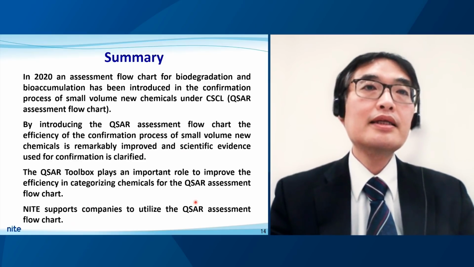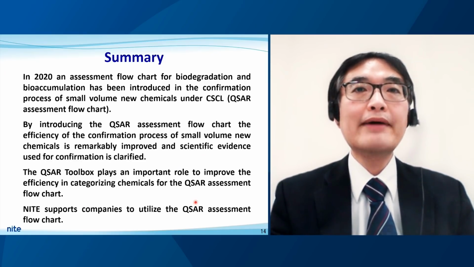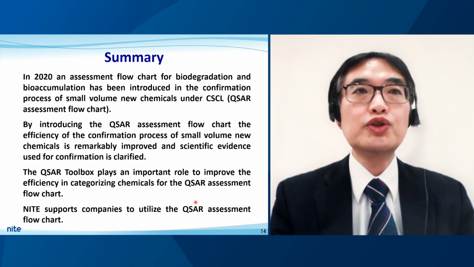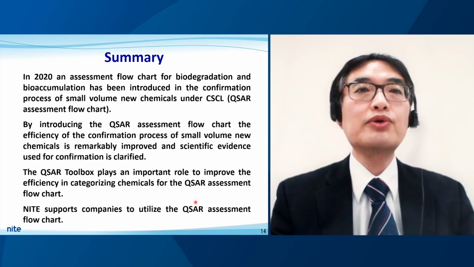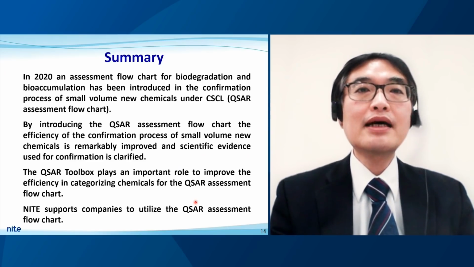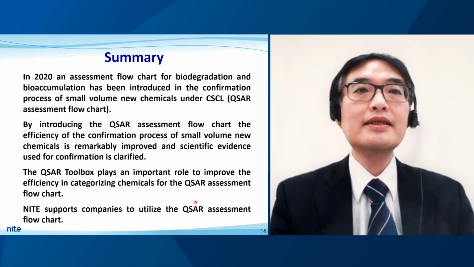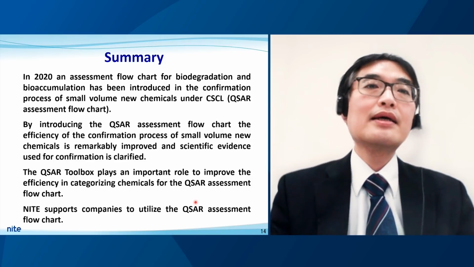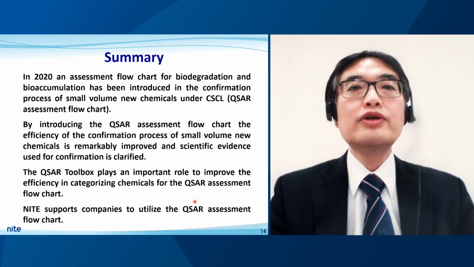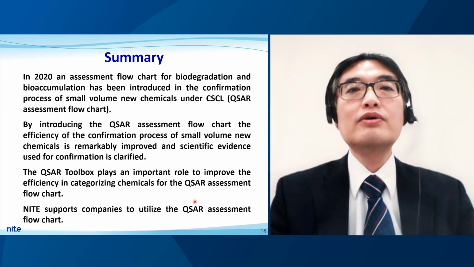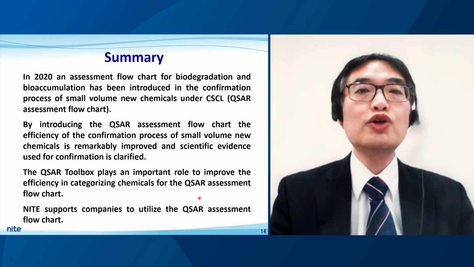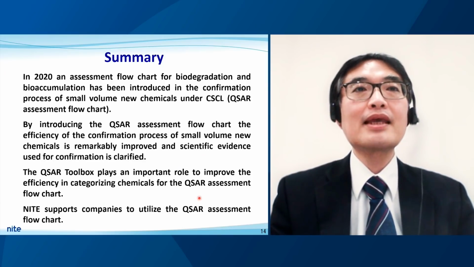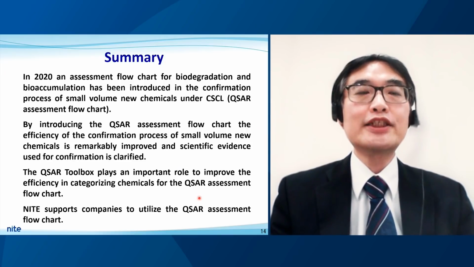In summary, in 2020, an assessment flowchart for biodegradation and bioaccumulation was introduced in the confirmation process of small volume new chemicals in the CSCL, the QSAR assessment flowchart. By introducing the QSAR assessment flowchart, the efficiency of the confirmation process of small volume new chemicals is remarkably improved, and the scientific evidence used for confirmation is clarified. The QSAR Toolbox plays an important role in improving the efficiency in categorizing chemicals for the QSAR assessment flowchart. It supports companies to utilize the QSAR assessment flowchart. This concludes my presentation. Thank you for your attention.